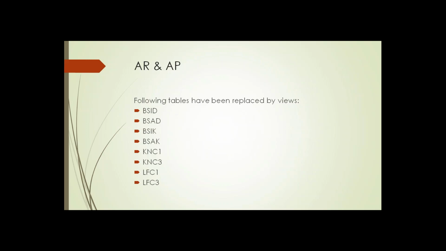Okay, coming to AR and AP. What we have done till now was related to general ledger accounting. We understood which tables will be deleted or replaced by views in general ledger accounting. Similarly, this is a list of tables which will be removed from AR and AP. Again, the index tables BSID, BSAD, BSIK, BSAK, and then KNC1, KNC3, LFC1, LFC3.